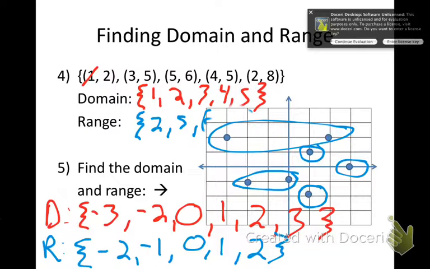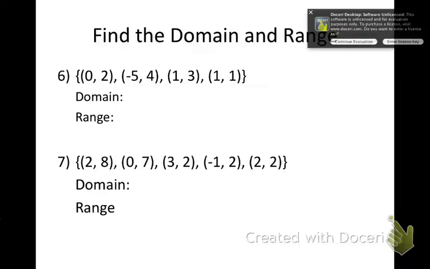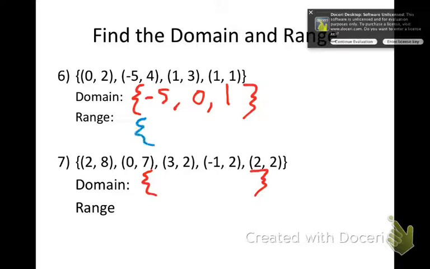All right? Try these two. Find the domain and range. What is the domain for number 6, Autumn? Give me the domain. -5, 0, and 1. Thank you. Wrong one, sorry. There we go. Give me the range for number 6, Cassie. 1, 2, 3, 4. Nice job.